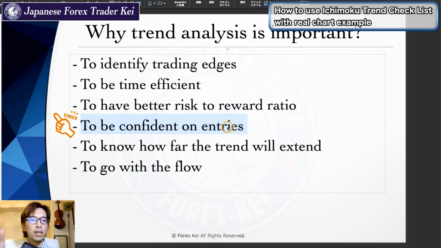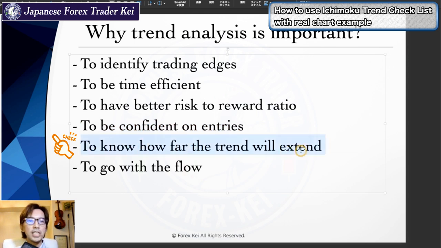Sometimes it goes backwards, but eventually it keeps going downwards or upwards, right? So that's the beauty of capturing a trend, because you can be confident in your trades too. And also, this is another important point: you know how far the trend will extend.